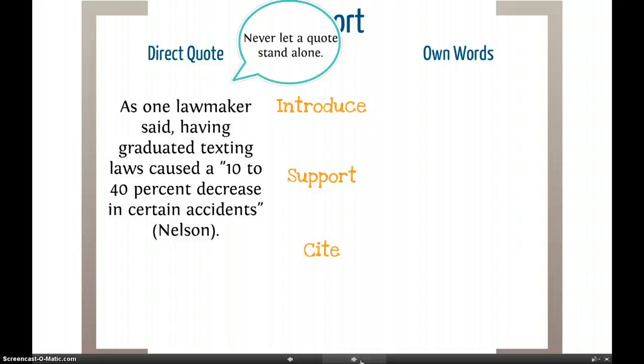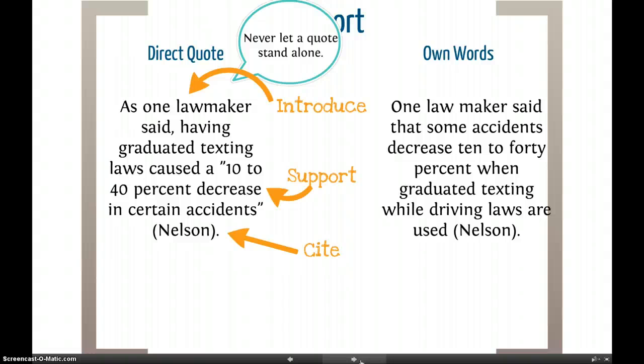Alright, so as one lawmaker said, having graduated texting laws caused a 10 to 40% decrease in certain accidents, and then we cited it. So here we introduced it by stating who said it, gave our support, and then cited it. If we wanted to paraphrase this information, we might say, one lawmaker said that some accidents decrease 10 to 40% when graduated texting while driving laws are used. Here we introduce it in the same way, provide the support in our own words, and then cite.